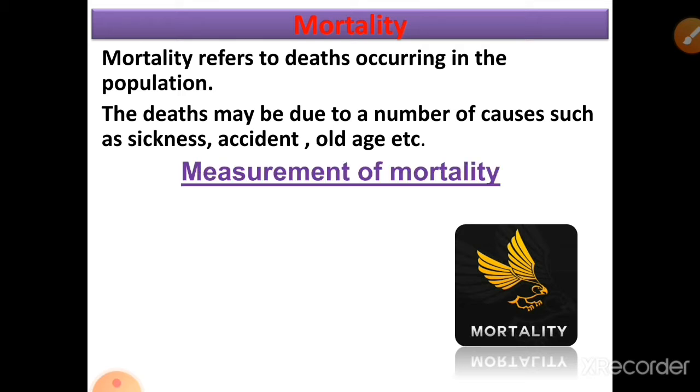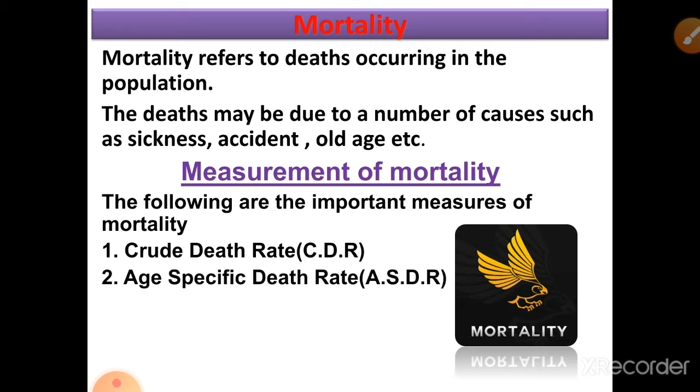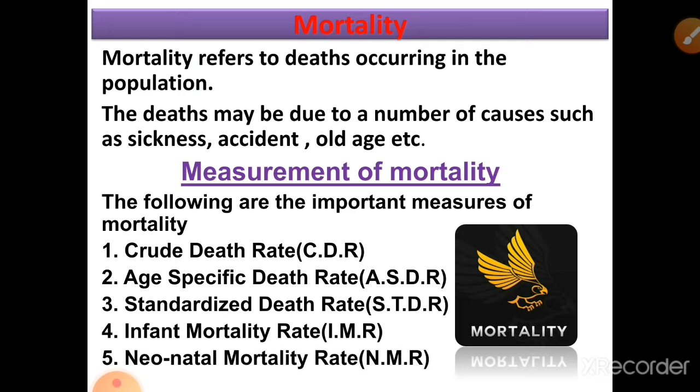The next step is measurement of mortality. The following are the important measures of mortality. The first measure is crude death rate, that is CDR. The second one is age specific death rate, that is ASDR. The third one is standardized death rate, STDR. The fourth is infant mortality rate, IMR. The fifth one is neonatal mortality rate, NMR. The sixth one is maternal mortality rate, MMR. These are the 6 important measures we are going to study in detail one by one.